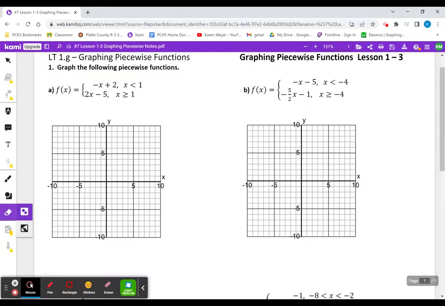All right, today we're going to talk about graphing a piecewise function. And the main thing you need to know about piecewise functions is that you'll be graphing more than one piece of information on the same graph paper. And piecewise function means instead of seeing an entire line, you're just going to see a piece of it.